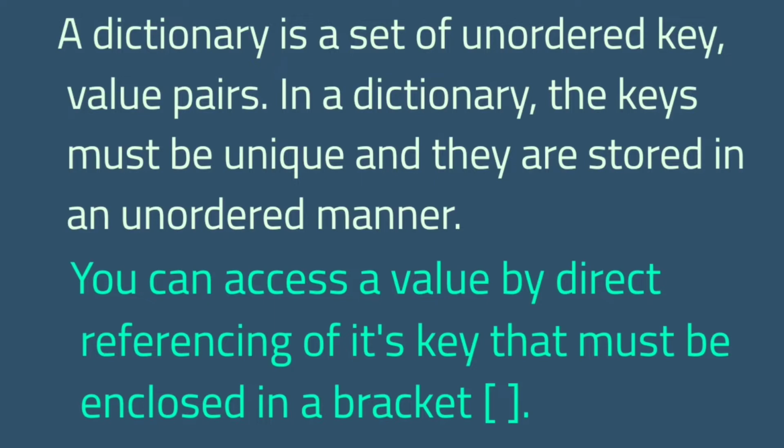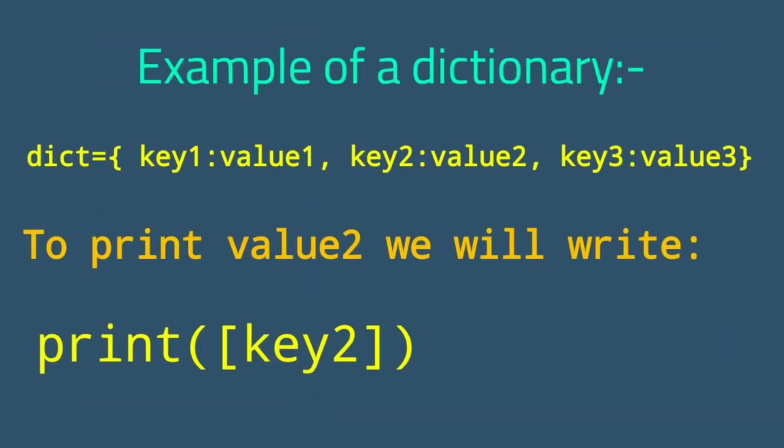Every element of a dictionary has two parts. The first one is the key part and the second one is the value part. You can access a value by direct referencing of its key, which must be enclosed in brackets. This is an example of a dictionary.